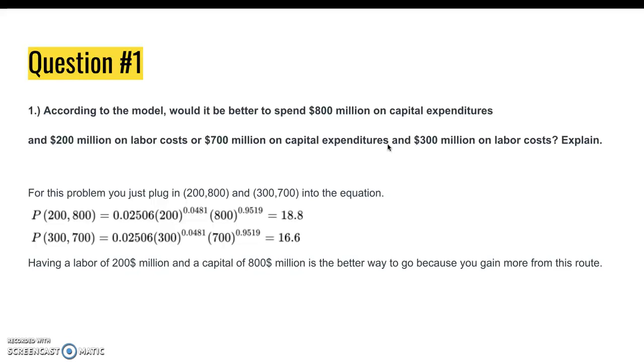And for 200 million and 800 million, you end up with a value of 18.8 billion cases of soda. And then for 300 million and 700 million, you end up with a value of 16.6 billion cases of soda. So we find that having a labor expenditure of 200 million and a capital expenditure of 800 million is the better way to go, because you gain more total production from this route, given that you are spending the same amount, $1 billion.